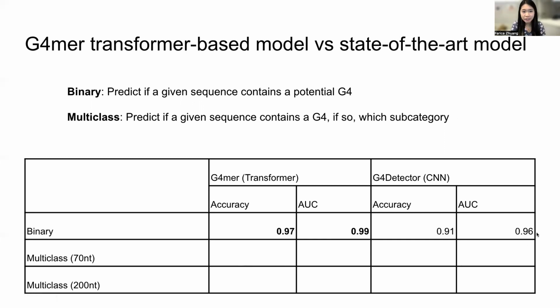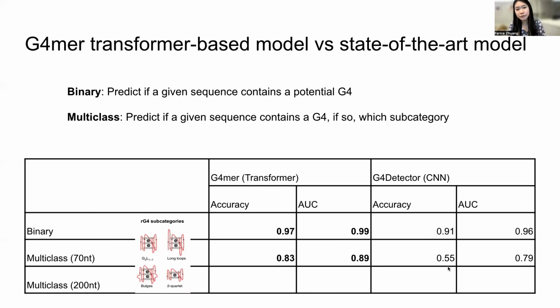For binary classification, G-Former only slightly outperforms G4 Detector. However, for multi-class classification, G4 Detector struggled to accurately predict RG4 subcategories, with an accuracy of 0.55 for input length 70 nucleotides. Meanwhile, G-Former performs with an accuracy around 0.3 higher, at 0.83.